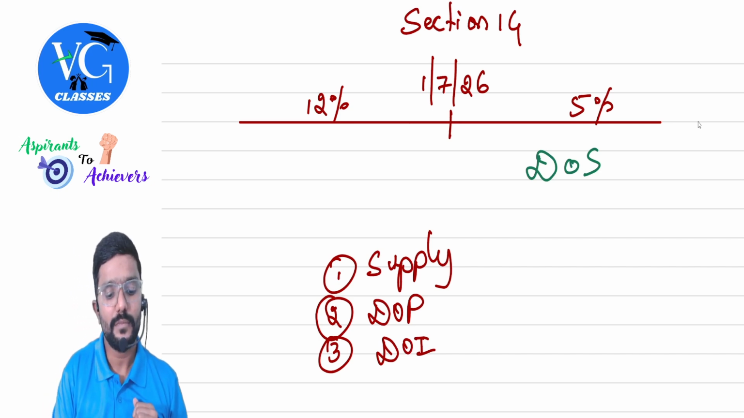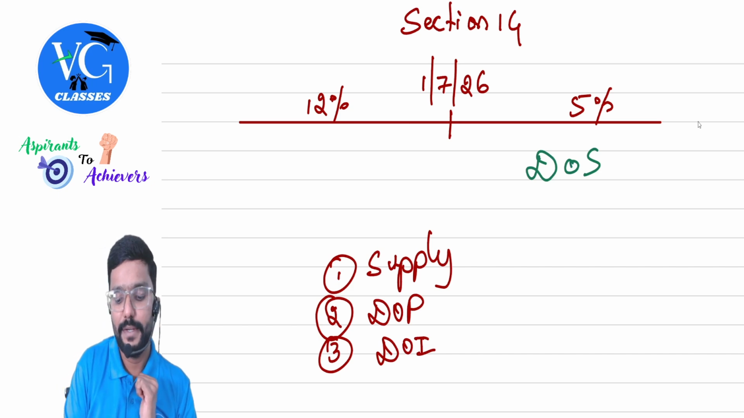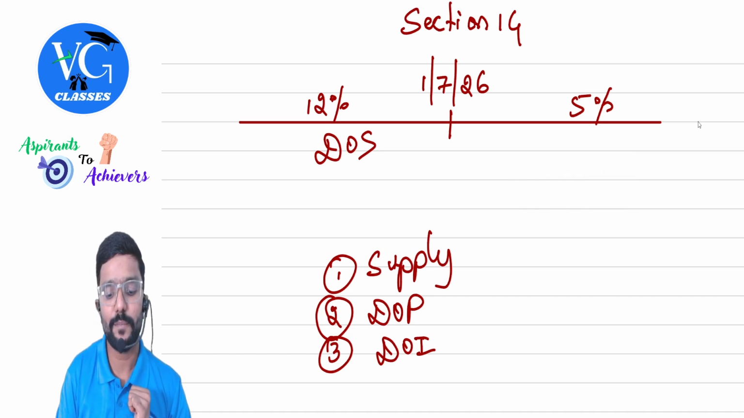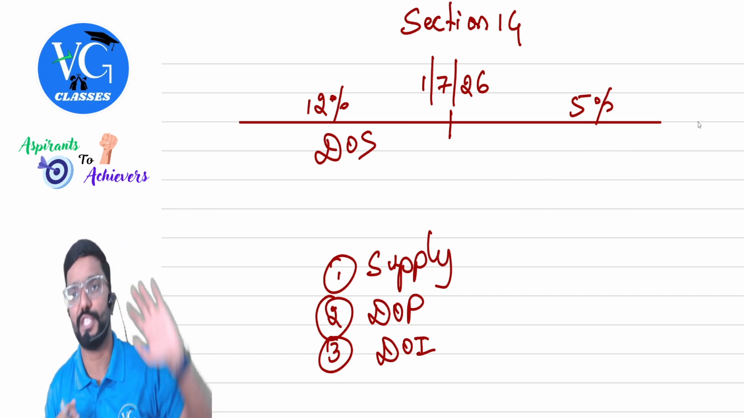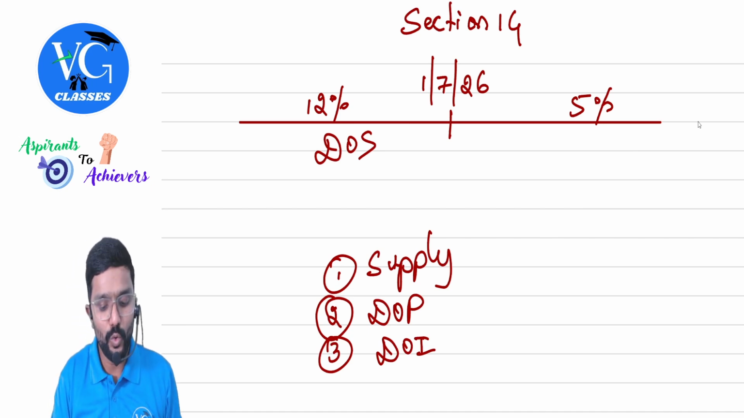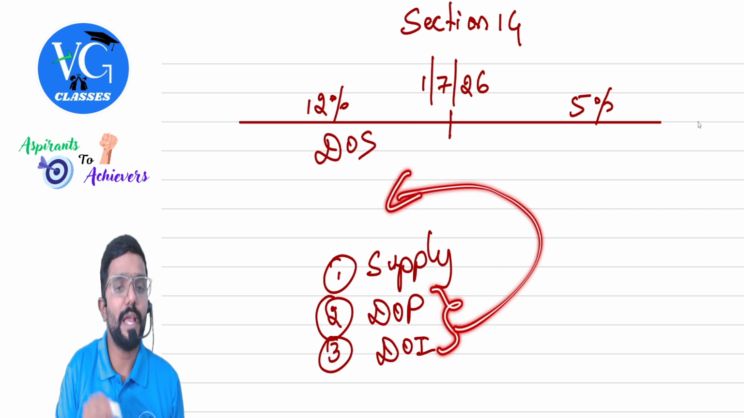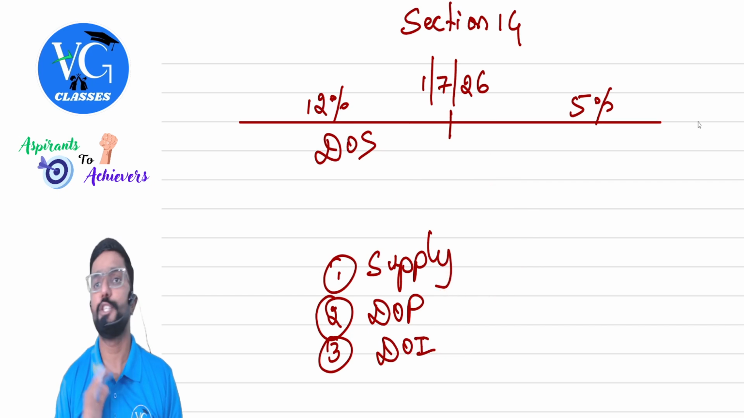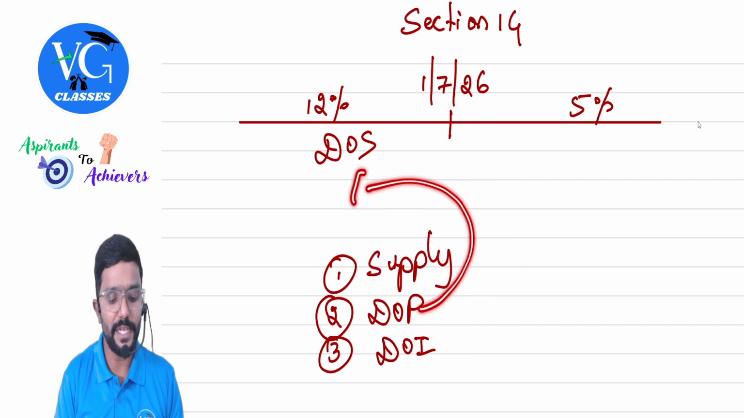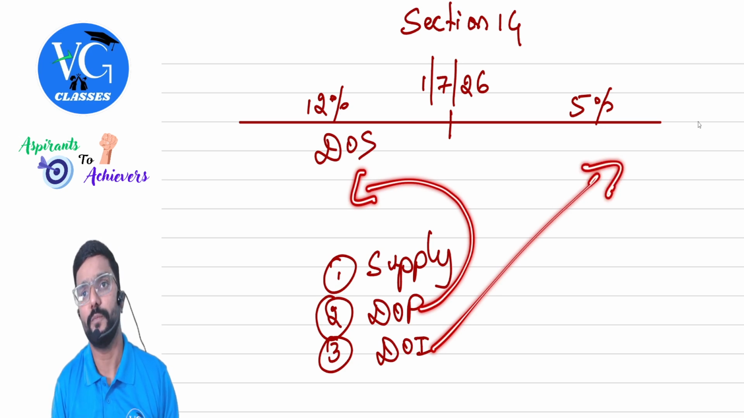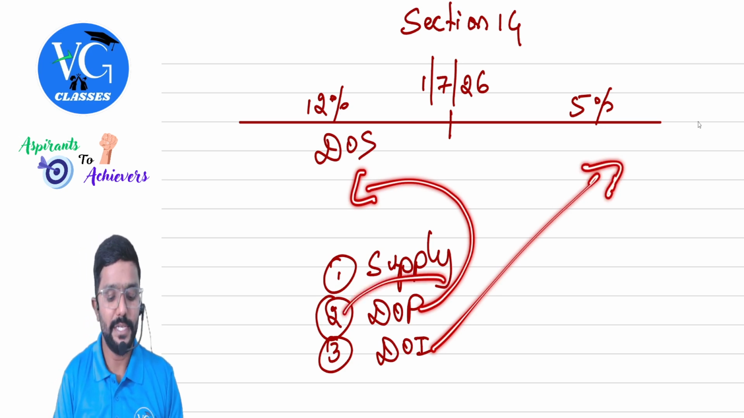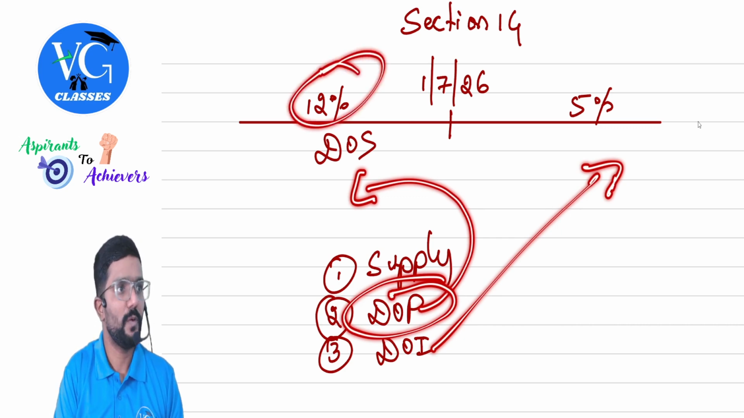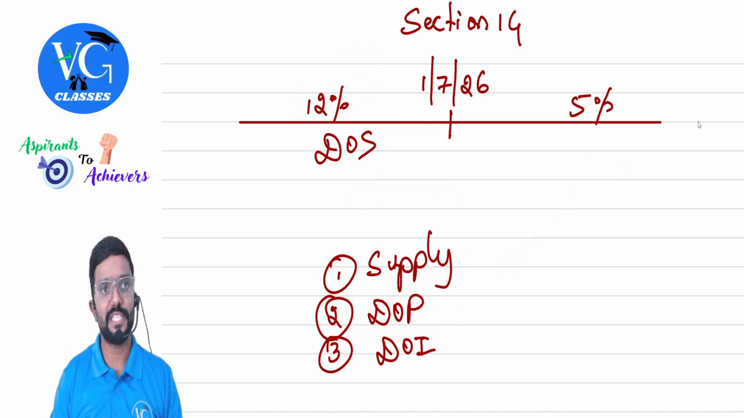Assume that date of supply is on this side. I will erase this. Date of supply is before 1st July, means before the change. Now I need to look out of this two is anything on this side. Either of these two is on this side, I should check it. Assume date of payment is here, whereas date of invoice is after. What would be the time of supply? Date of payment. And what is the rate applicable? Old rate.